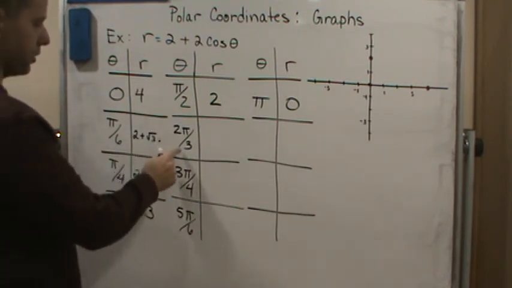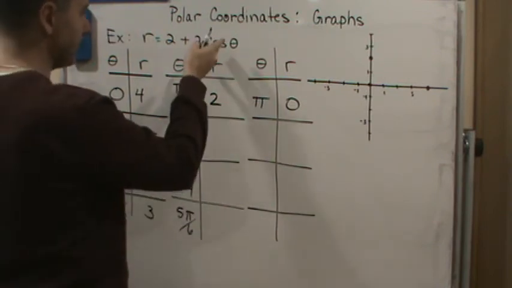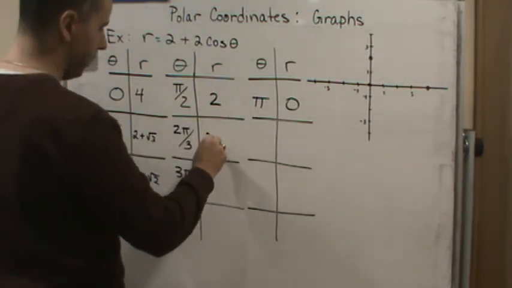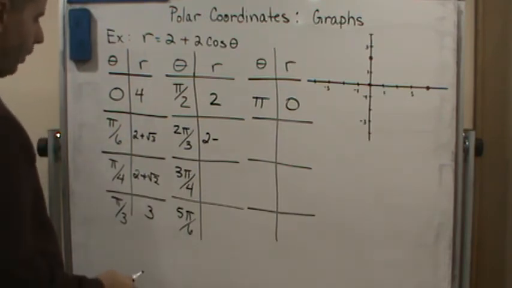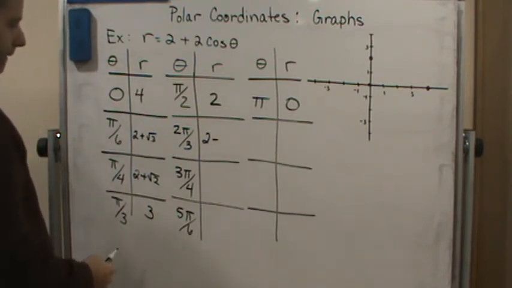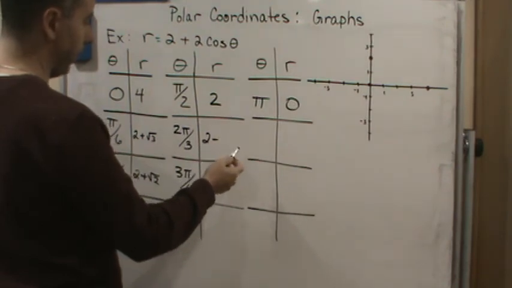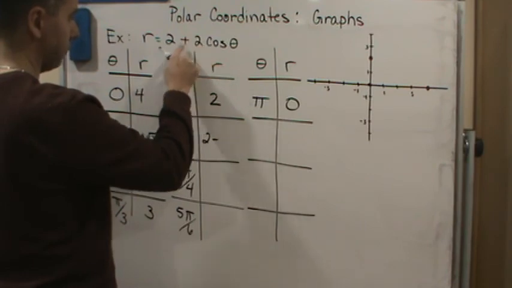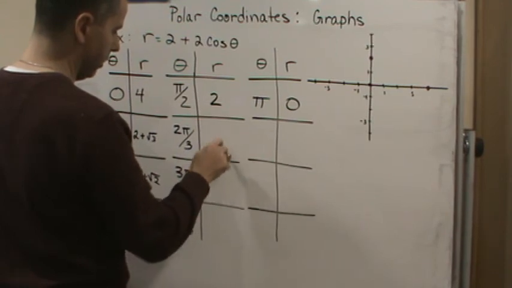And then at 2/3 pi, well, now we're in the second quadrant, this is going to be negative, right? So now, this is going to be what? It's going to be 2 minus what? Well, this is 60 degrees. Cosine of 60 degrees is going to be minus 1. Okay, so this was 1 plus 2. This is going to be negative 1 plus 2, which is going to be 1.